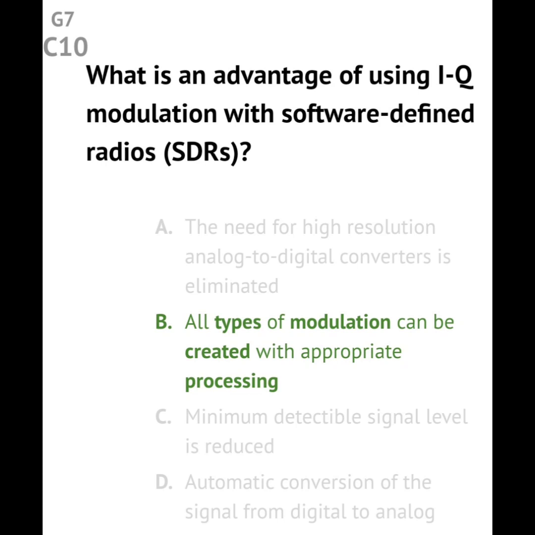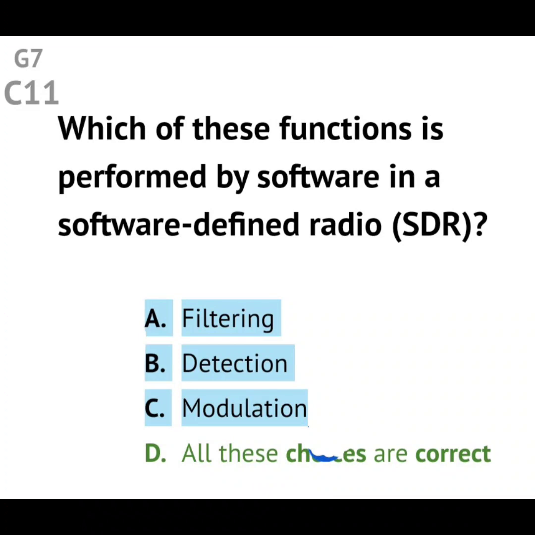Question G7C10. What is an advantage of using IQ modulation with software-defined radios SDRs? Answer: all types of modulation can be created with appropriate processing. Question G7C11. Which of these functions is performed by software in a software-defined radio SDR? Answer: all these choices are correct, which are filtering, detection, modulation.